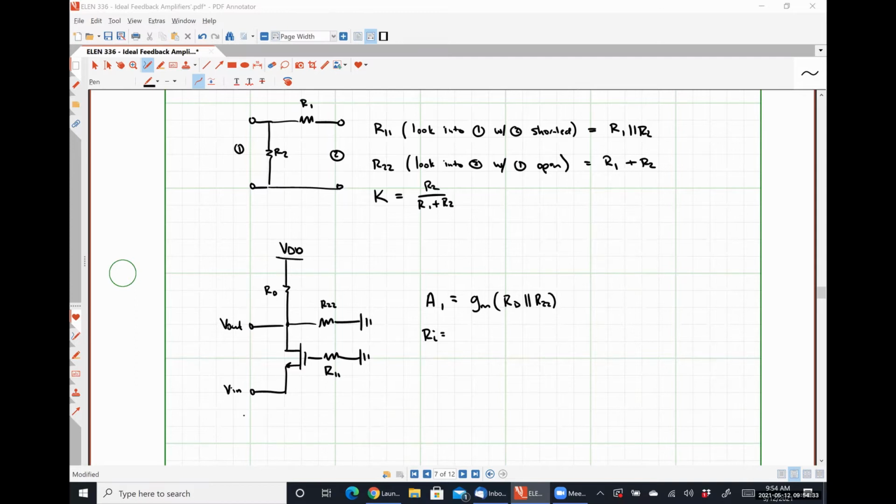So if we were to look in, what would we see? 1 over gm again, right? So loading didn't change our input resistance. What do we see when we look in through the output terminal now? RD in parallel with R22.